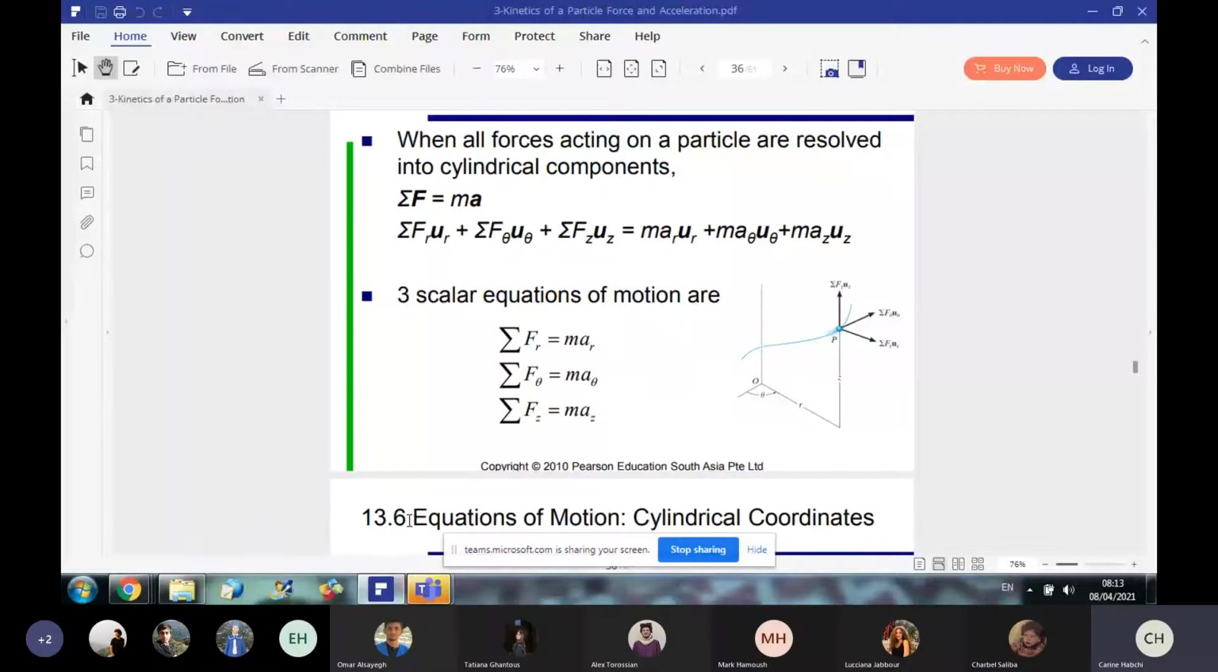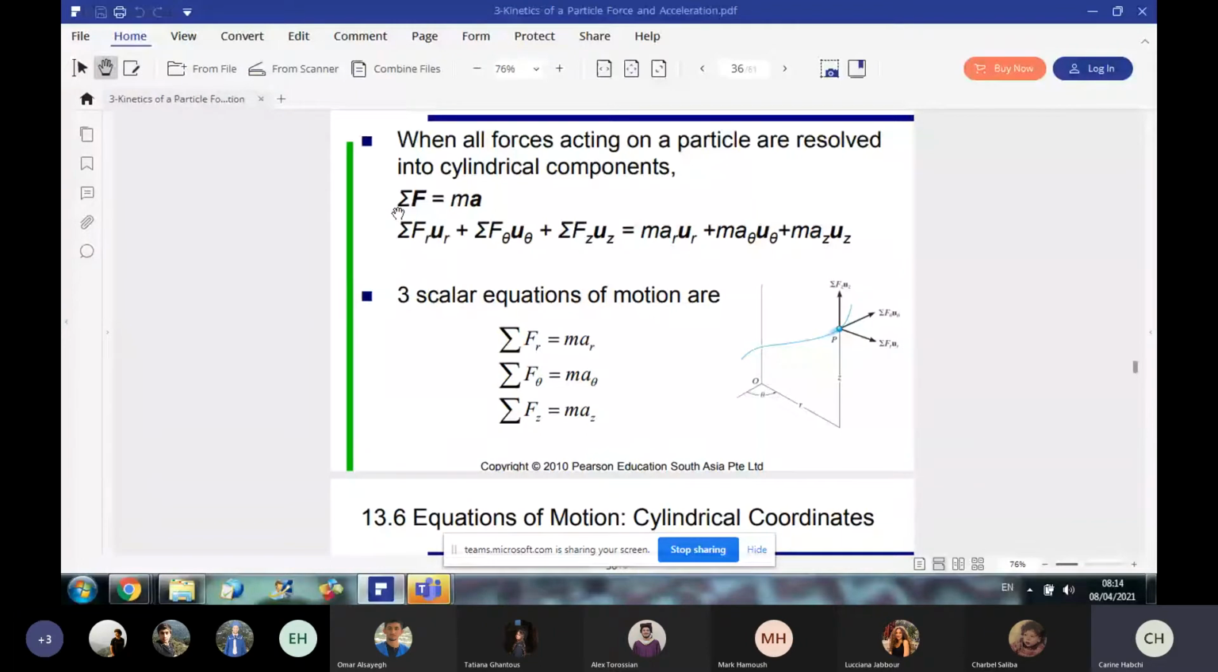So we will continue to work on chapter 13. As we have seen yesterday, we can decompose the Newton law in several types of coordinates. We already worked on rectangular components and normal tangential components. And today we will introduce the equation of motion in cylindrical coordinates.